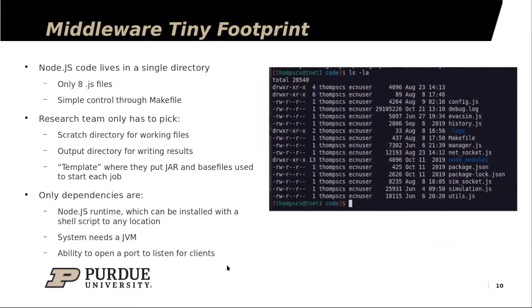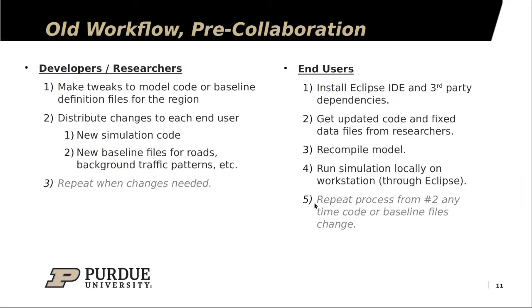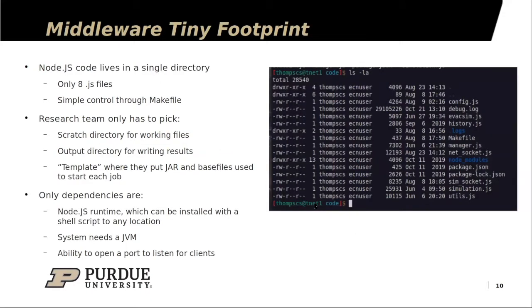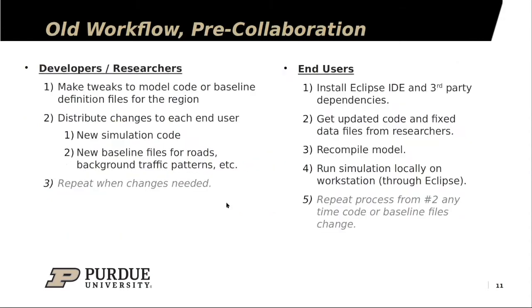One of the things was it needed to be a tiny footprint that was portable and anybody could run. And this Node.js solution only has 8 JavaScript files, and it's controlled through a makefile. Any research team that wants to use this and stand up their own instance just needs to pick a couple of output directories and tell it where their copy of the model that they've tweaked sits. And then whenever it runs, it just creates a new copy of the model and runs the jar.